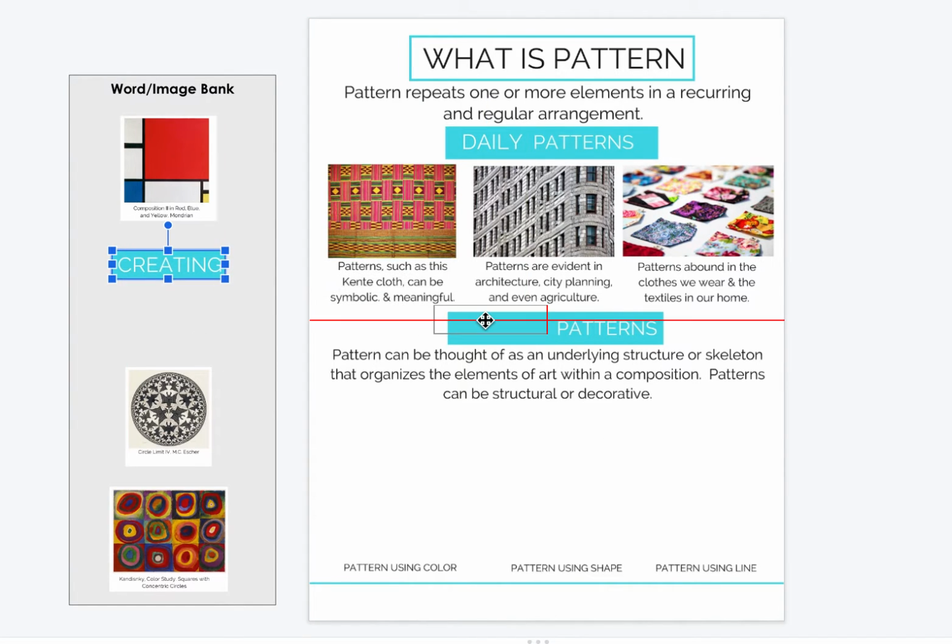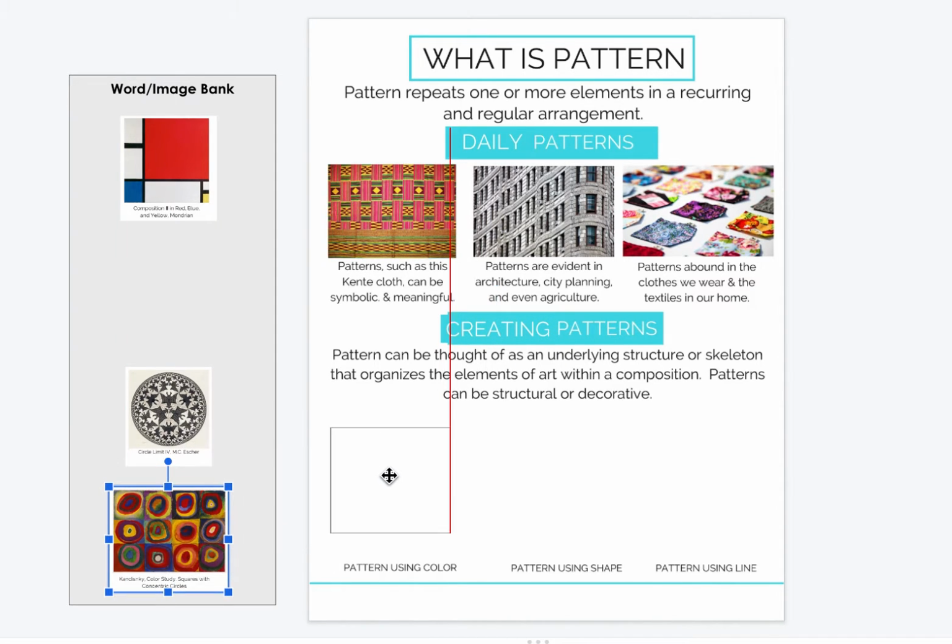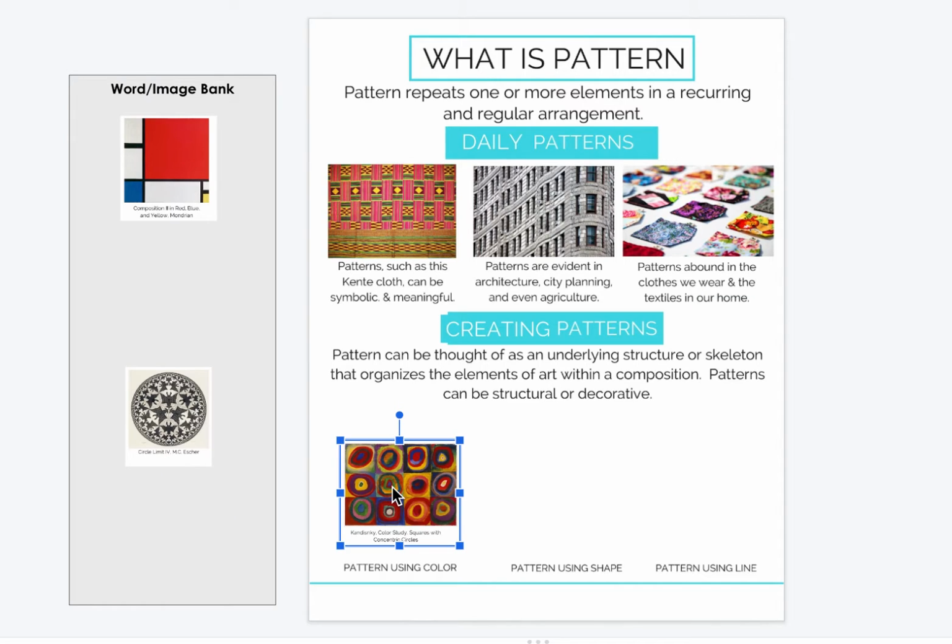Next is creating it, okay? So creating it, we can actually create it in a couple of ways. So we can create pattern using color, pattern using shape, pattern using line. All right, so let's go through. So pattern using color, here we go. This is pattern using color.